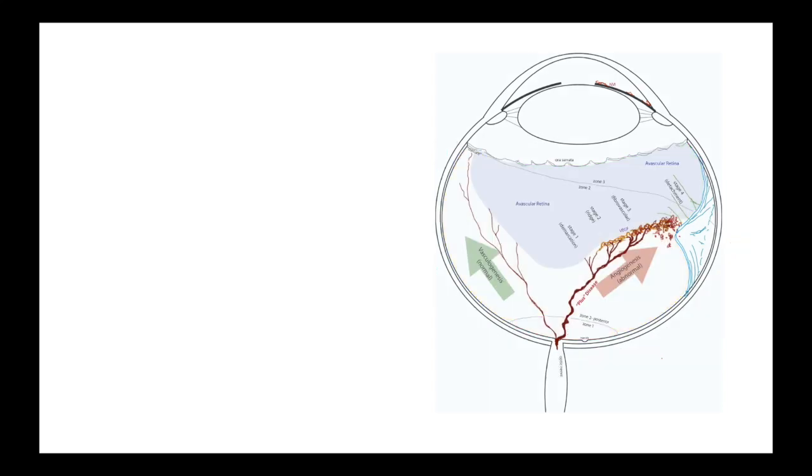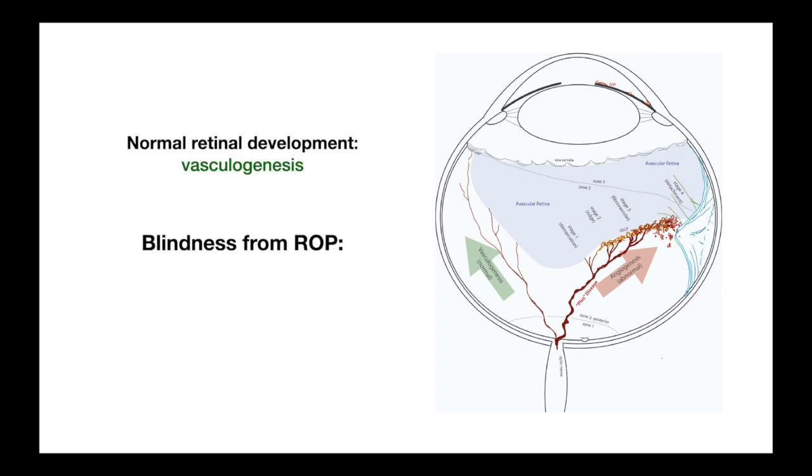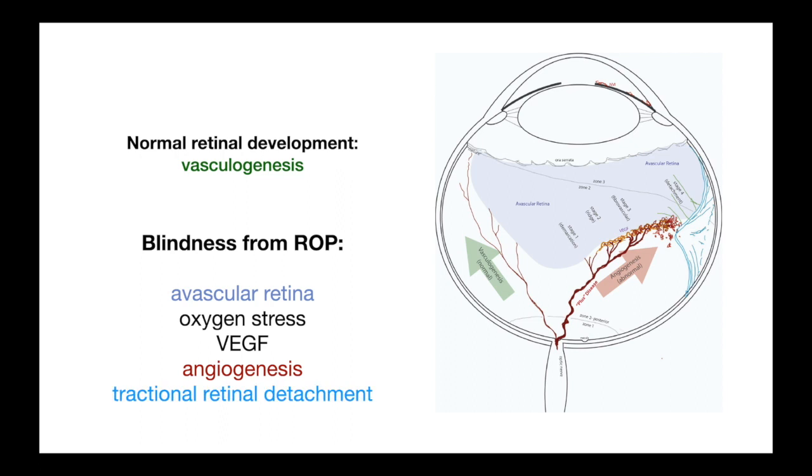This shows vasculogenesis, or normal, on the left side, with blindness from ROP occurring because of areas of avascular retina with oxygen stress producing VEGF, or vascular endothelial growth factor, producing angiogenesis and eventually tractional retinal detachment and blindness.